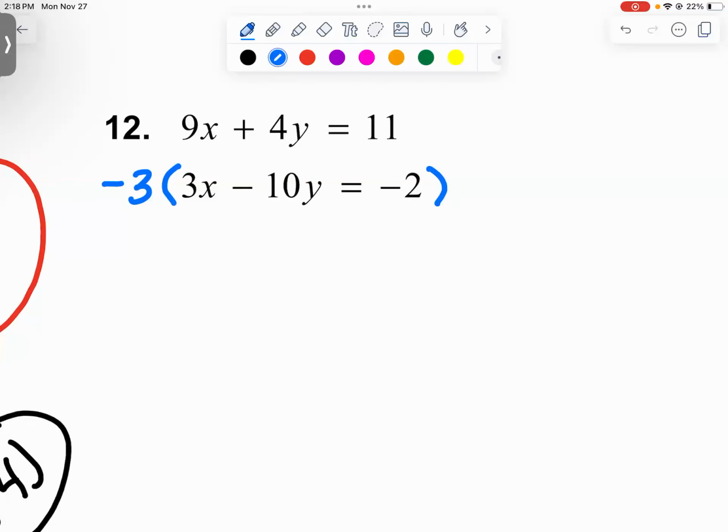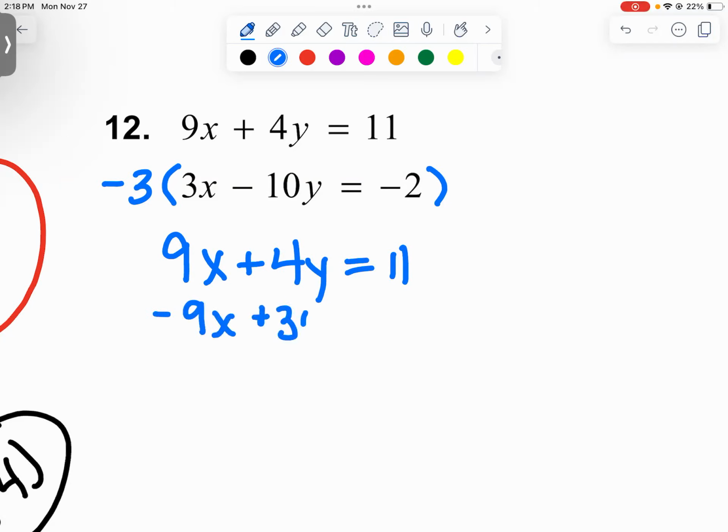So this is what I'm gonna do, and this is what I do not see happening. I am going to rewrite 9x plus 4y equals 11. I'm gonna rewrite it so that underneath I can write -9x plus 30y equals 6. Some of you are not stacking them, and then you're misadding. Stop being lazy.